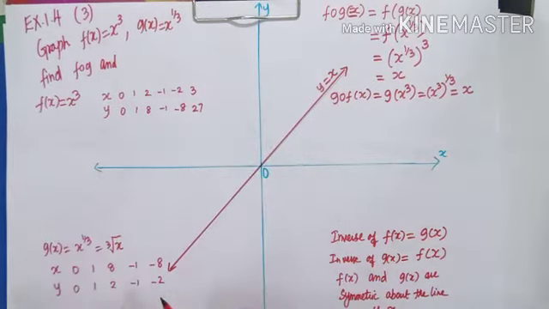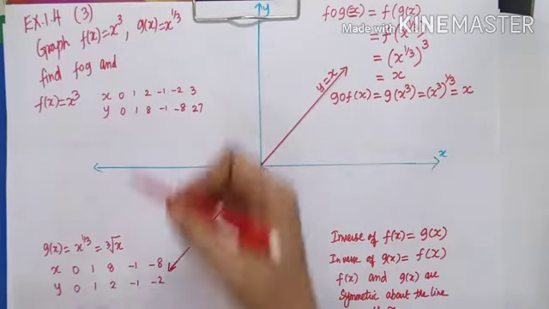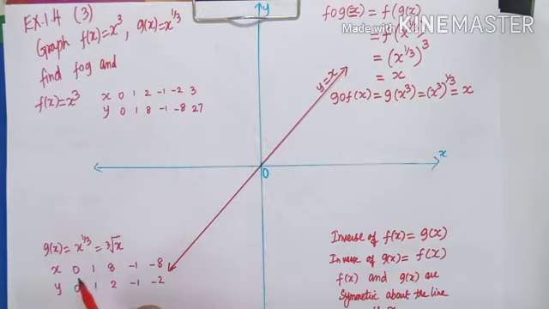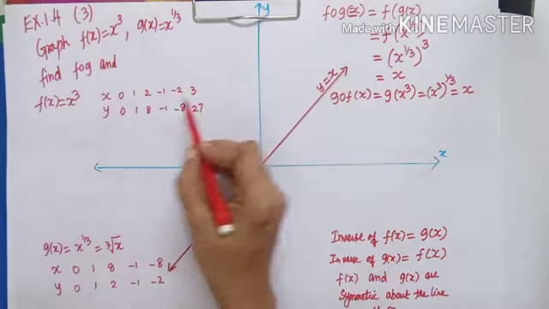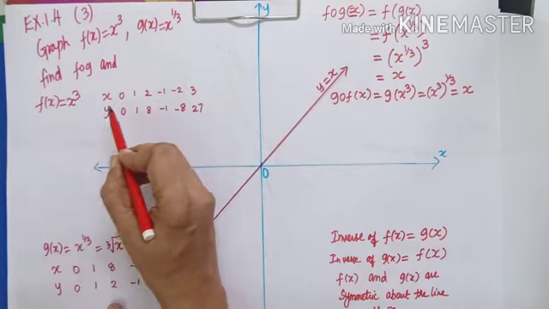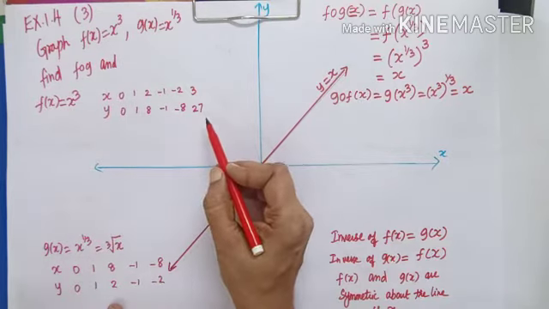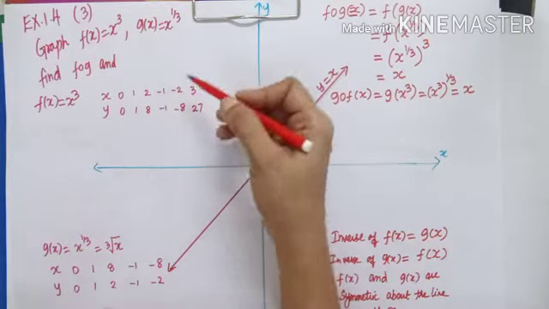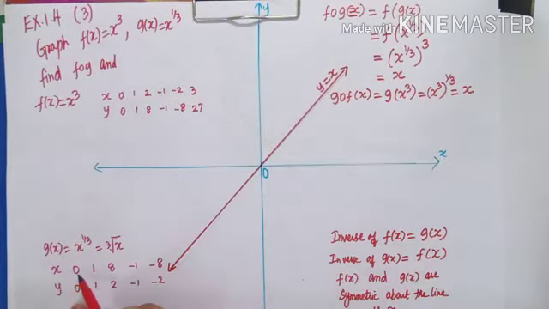The same idea, x power 1 by 3. Now the reverse I have to put. All y values I will take for x, all x values will come over to y because it is cube root. Here it is cube, so x is smaller, y is bigger. Here it is cube root, x power 1 by 3. So just reverse the values.